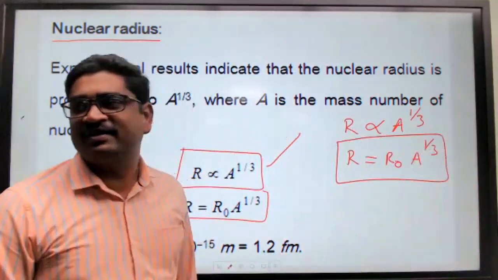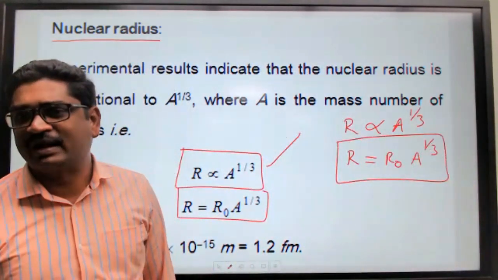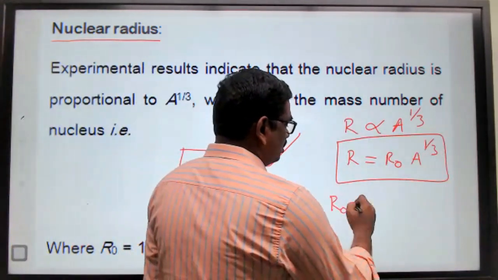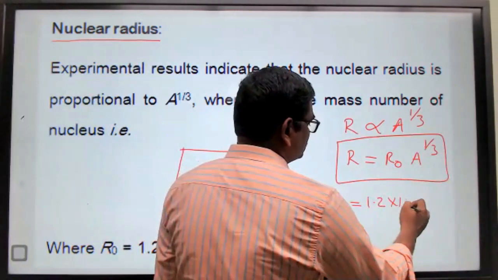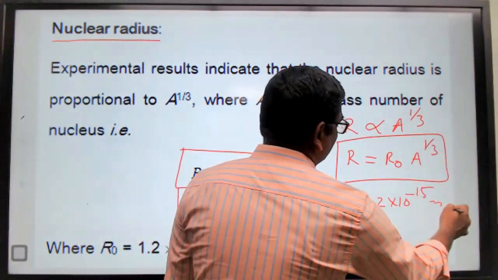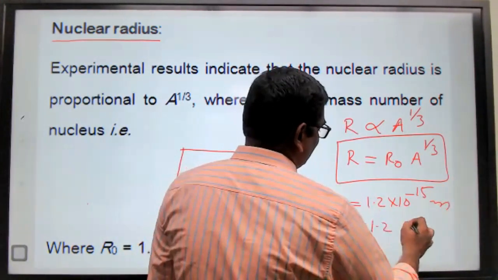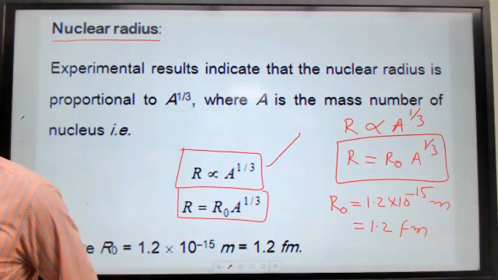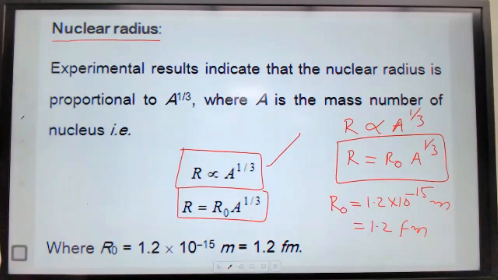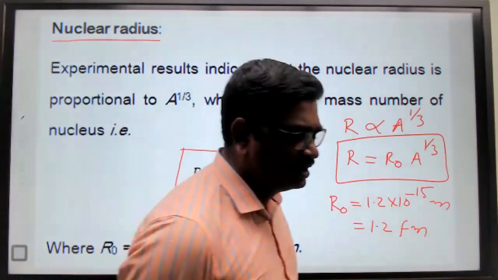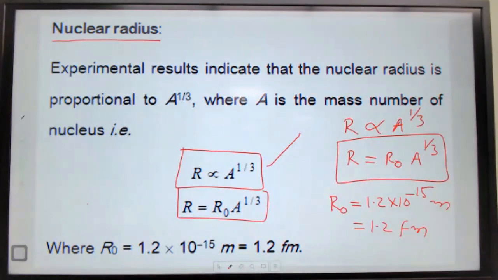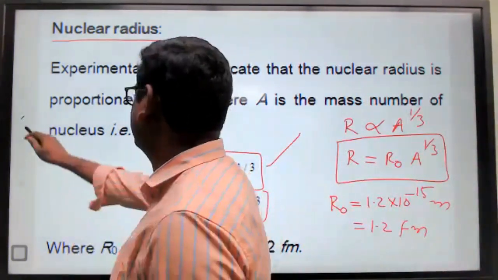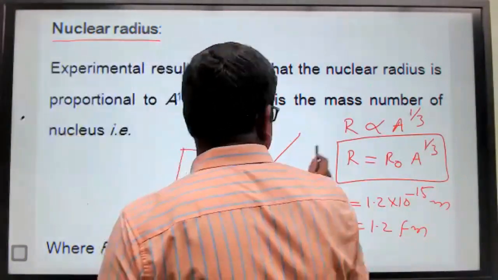Now what is the value of R naught? R naught equal to 1.2 Fermi. Fermi means 10 power minus 15 meter, or simply it is 1.2 FM. So 1.2 Fermi, you have to remember that one. R naught value is 1.2 Fermi or 1.2 into 10 power minus 15 meter. This is for the radius of any nuclei. If you want to calculate the radius of a nuclei, we need to use these formulas only.